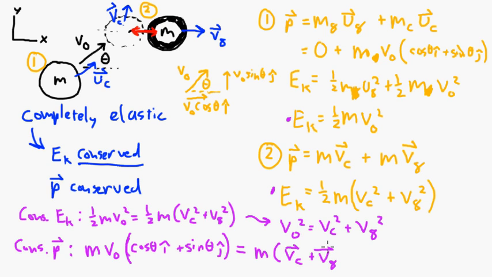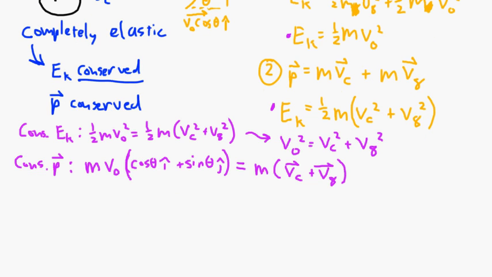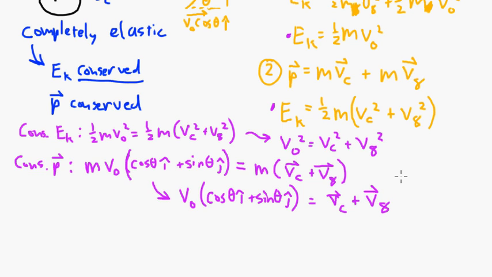What this comes down to is, well, let's see, from here we can actually cancel the m's. How do we want to do this? So then we get v naught times cosine theta i hat plus sine theta j hat equals Vc plus V8. Now I'm trying to remember where this goes. This gets very tricky, but it can be done.